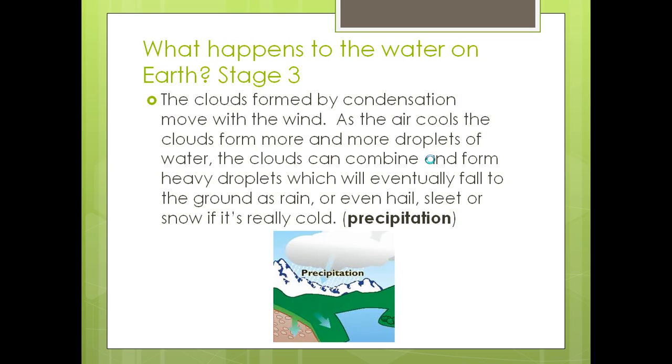Now in the third stage, precipitation happens. With all these clouds forming during condensation and the air continues to cool, more and more droplets of water fill the clouds, and they continue to combine and form very heavy droplets, which eventually fall down to the ground on Earth as rain, and if it's cold it could be in the form of hail, sleet, or snow.